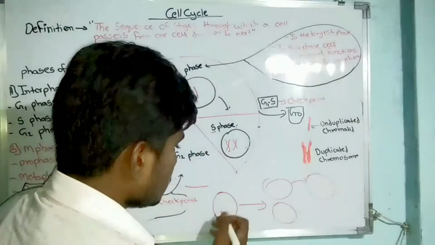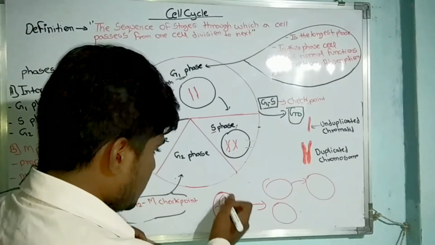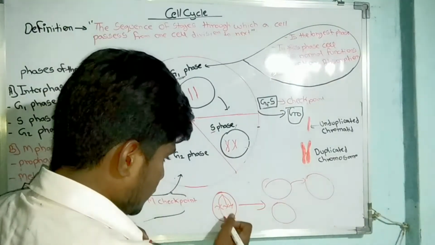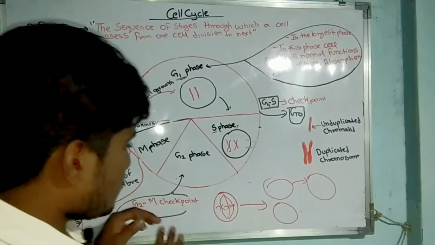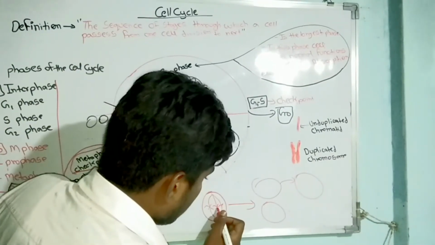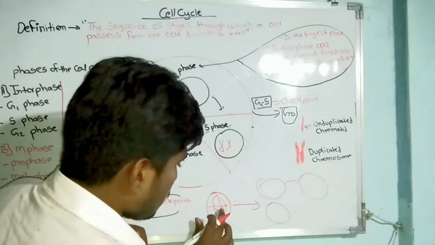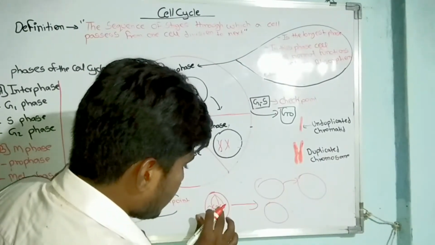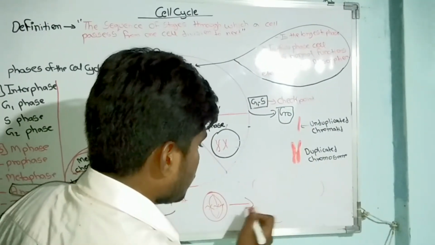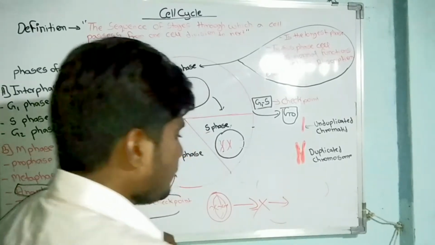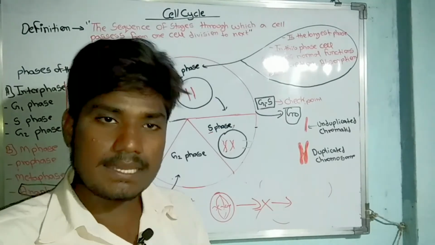Suppose this is a cell at the metaphase and this is the spindle fiber. So the function of the metaphase checkpoint is to check whether the spindle fiber is properly attached to the centromere or not. If the spindle fiber is not attached to the centromere properly, then this cell will not enter into the anaphase and will not be able to complete its cell cycle.